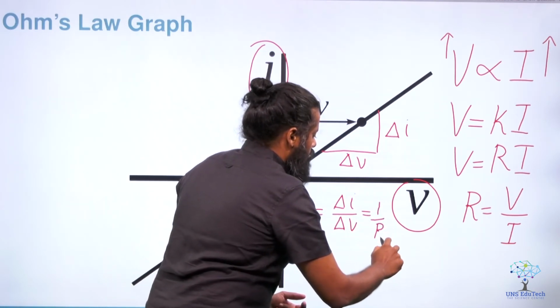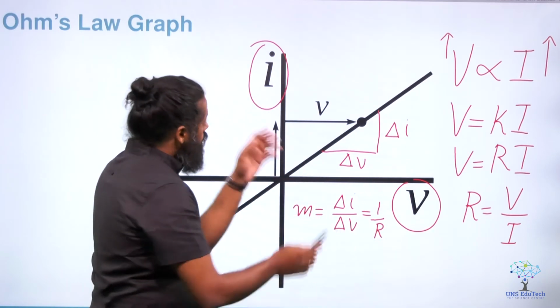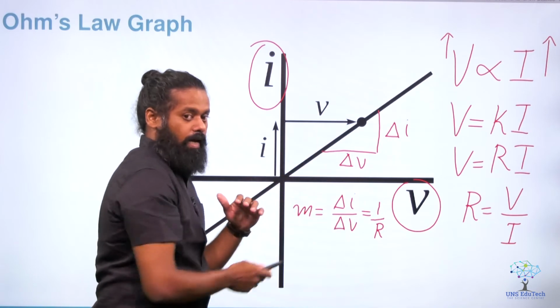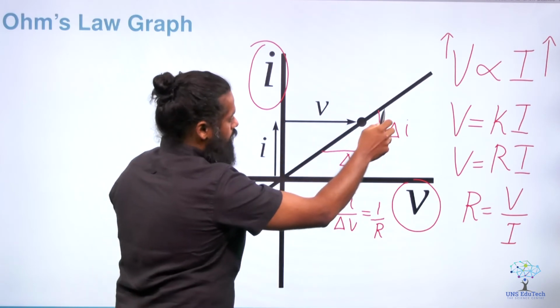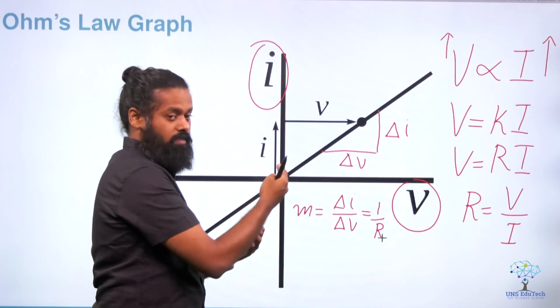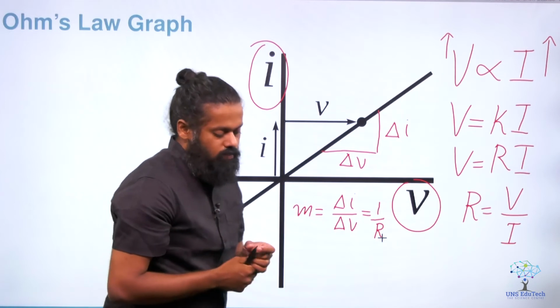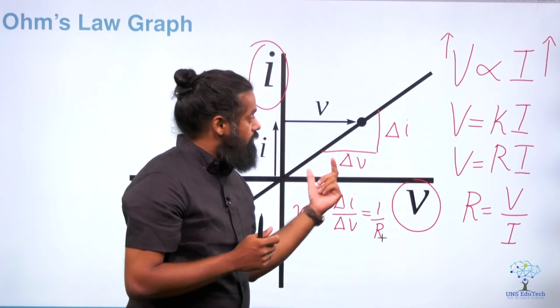So here the slope of this IV curve will be 1 by R, or if you are plotting V versus I, the slope will be equal to R, or rise by run, that will be V by I, that becomes the resistance R of that circuit. See, here is one of the important concepts you have to understand. Here you can see that this is a linear curve.